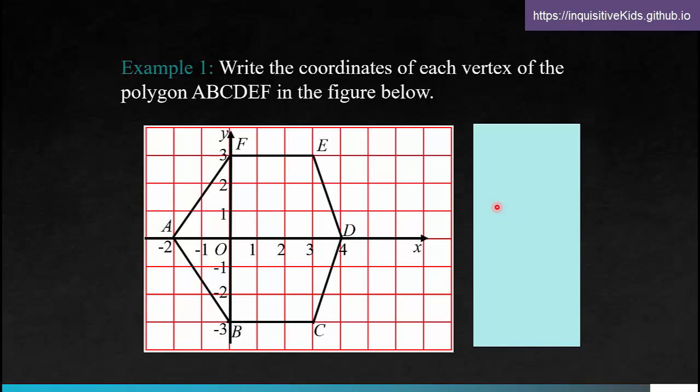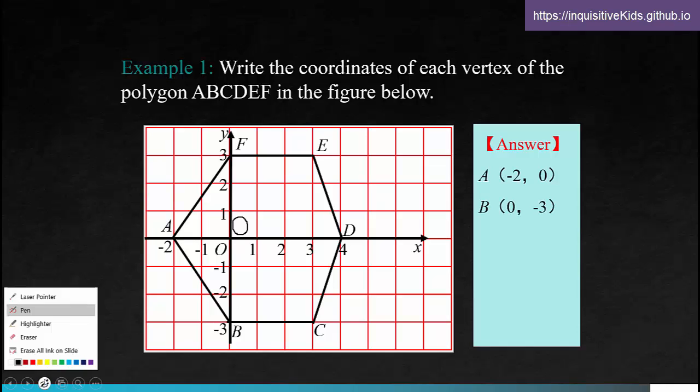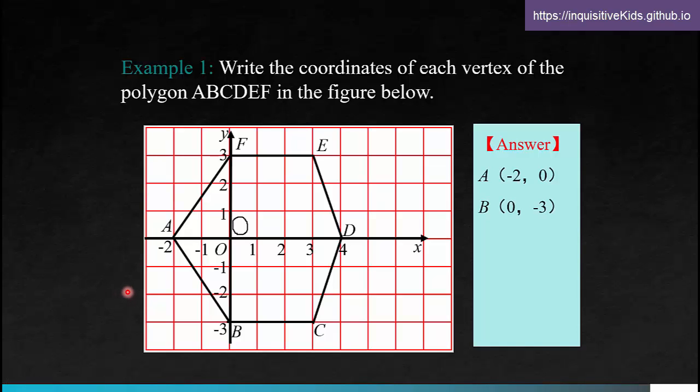So we have 6 points. A would be -2 by 0. It has an x value of -2, but it's right on the x-axis. This might confuse some beginners. It just means that it has a y value of 0. Why? Because you know how this is the origin? Well, this also has a value of 0. So you can just think of that as 0, and it's on both the axes, y and x.